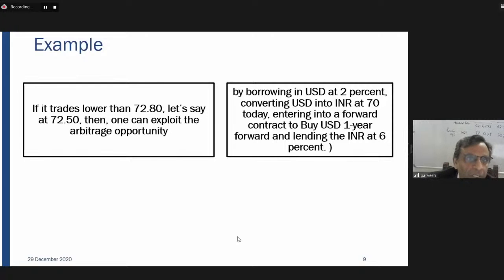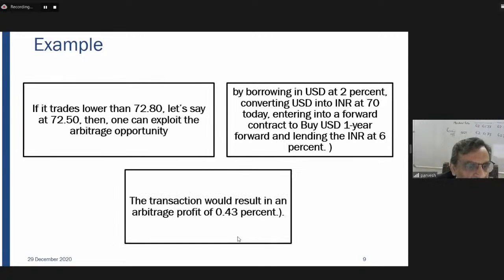Step number 1, borrow money in US. You have to pay 2% at a later time. Convert those dollars at the spot rate today, and at the same time, book a forward contract to take your money out after 1 year. And the rupees which you have today, put in an investment in India at 6%. If you do all these steps immediately, the transaction would result in an arbitrage profit of 0.43%. So you will make almost a 0.5% profit, a sure profit.